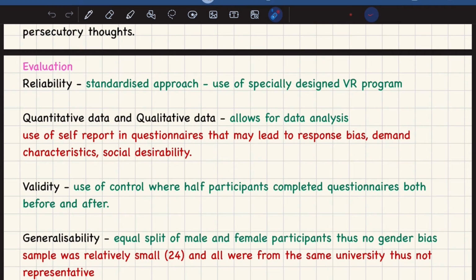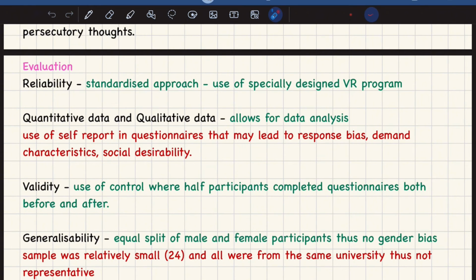Now we are going to evaluate the study, meaning what are the strengths and the weaknesses of the study. First is reliability. It was a strength, meaning the study was reliable. And why was it reliable? Because a standardized approach was used, and that was the use of a VR program. A VR program is computer generated, meaning it is less likely to have human error or maybe extraneous variables. So therefore, it was a standardized approach.